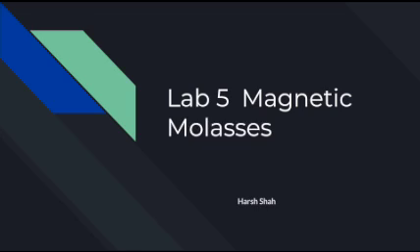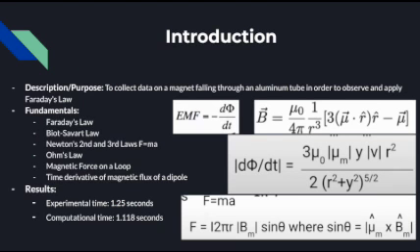For the introduction, the purpose was to collect data on a magnet falling through an aluminum tube in order to observe and apply Faraday's law. The fundamentals were Faraday's law, the Biot-Savart law, Newton's second and third law of F equals ma, and opposite and equal reactions, Ohm's law, magnetic force on a loop, and the time derivative of magnetic flux of a dipole.